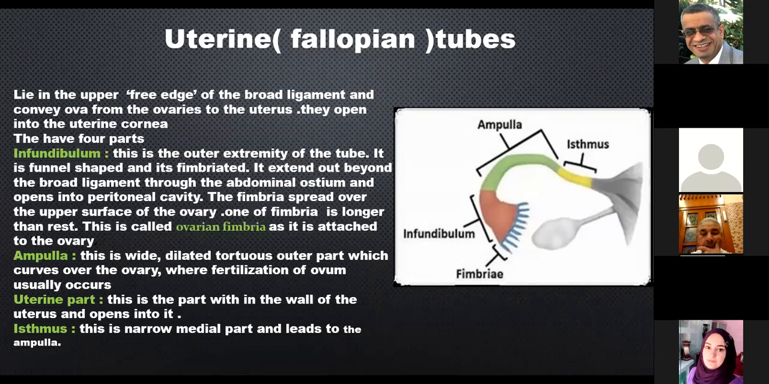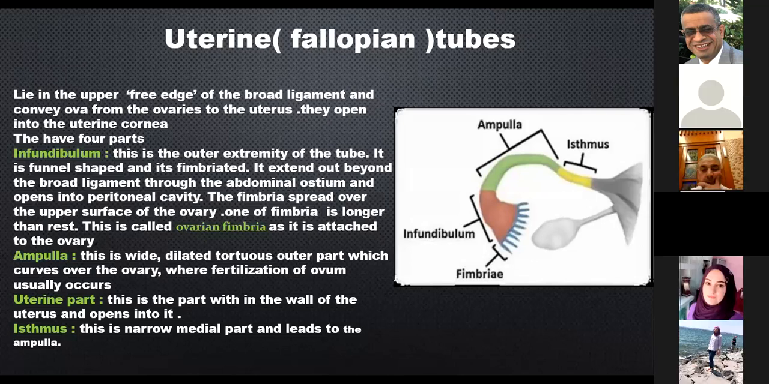It extends out beyond the broad ligament through the abdominal ostium and opens into the peritoneal cavity. The fimbriae spread over the upper surface of the ovary. One of the fimbriae is longer than the rest. This is called the ovarian fimbria, as it is attached to the ovary.